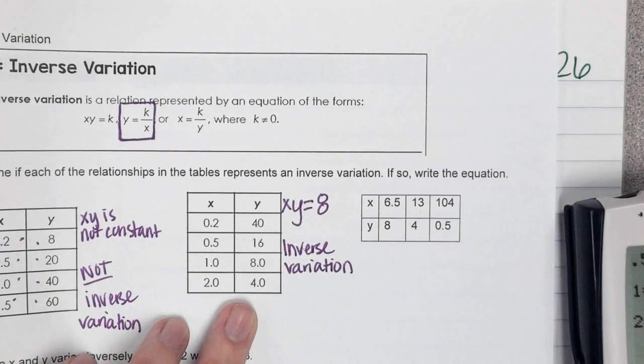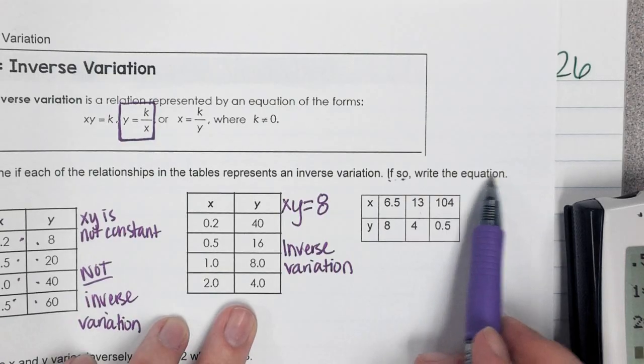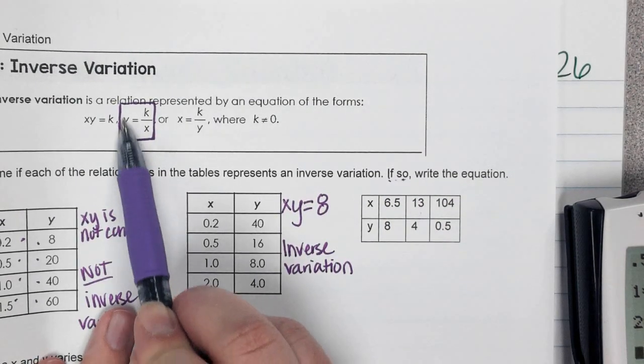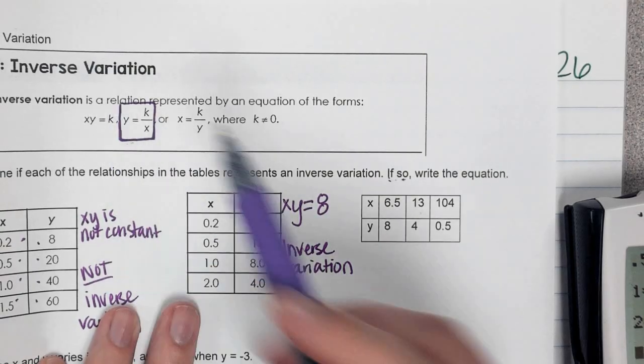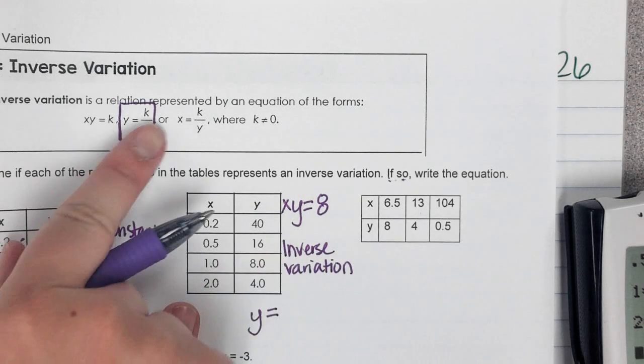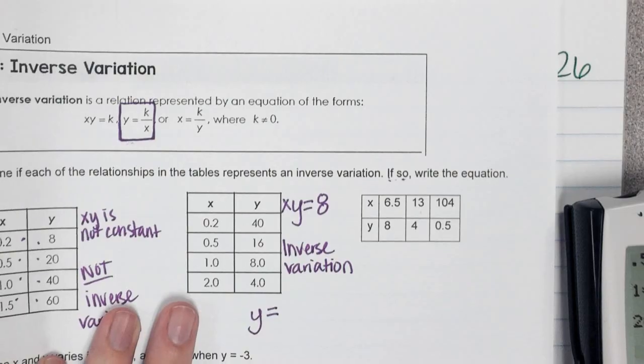Okay, and then it's saying if it is inverse variation, write the equation. So what equation do I write? The equation that I boxed, because that is the equation for inverse variation. So to get y, that would be equal to our k divided by x. And what is our k?